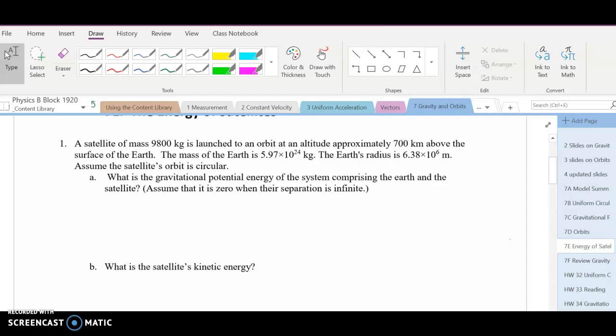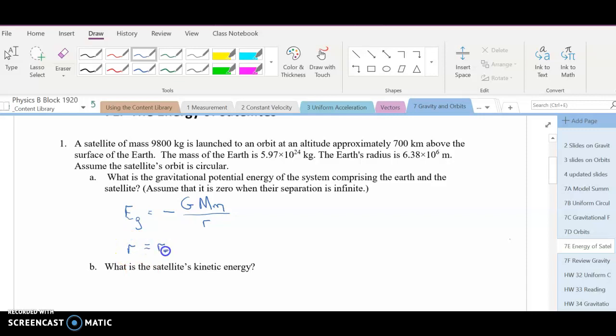The system comprises the Earth and the satellite. They're reminding us that the zero reference point is when the separation is infinity. Okay? So I'm just going to get the formula for gravitational potential energy, and I need to be very careful to remember that the gravitational potential energy of a satellite is always negative. So there's a negative G, our universal gravitational constant, times the product of the two masses, and then divided by the orbital radius. I'll go here and calculate that orbital radius.